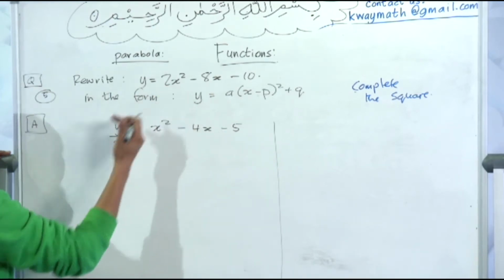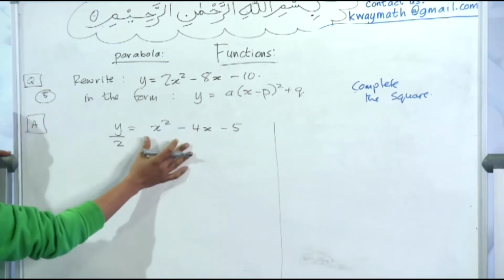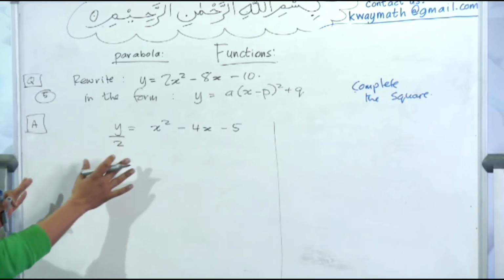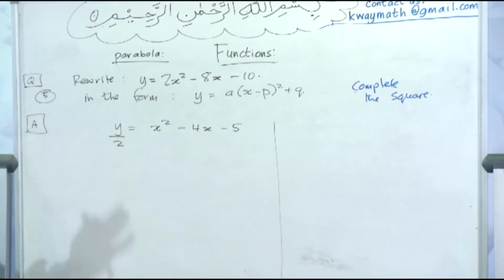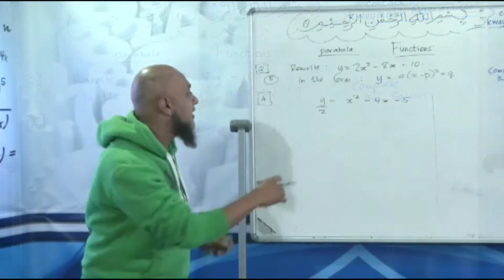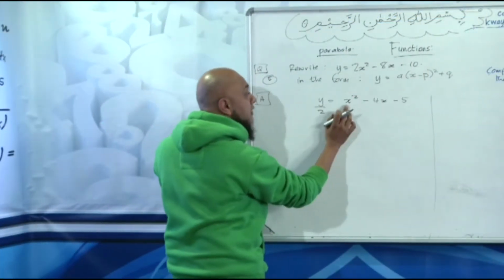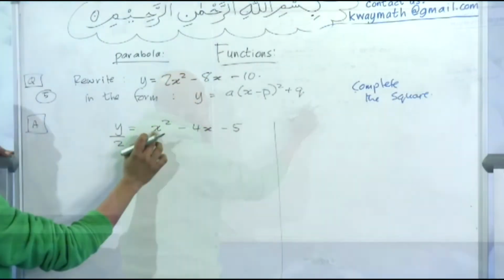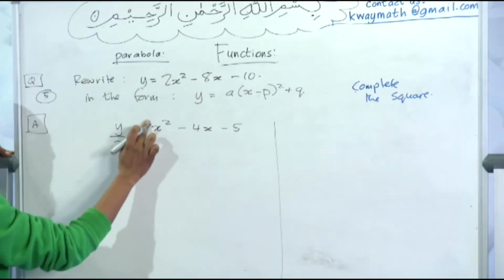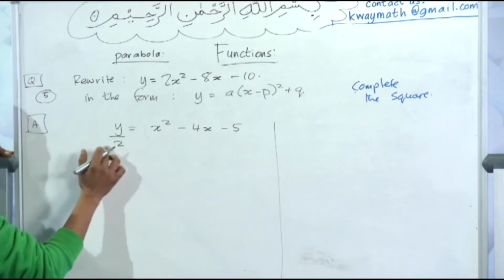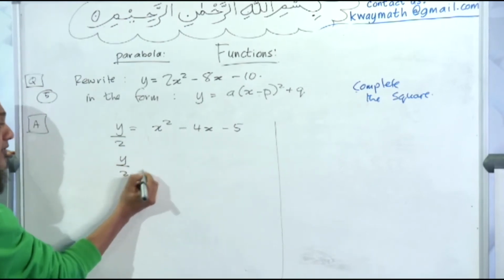I'm showing you two different methods. The one method is a very clean method. Why do I say clean? Because it's not messy. We're not going to be having 100 types of brackets. So I'm just saying divide everything here by 2, because to complete the square, the coefficient of x squared must always be 1. So in your first step, divide everything by 2. In your second step, you're going to have y over 2.